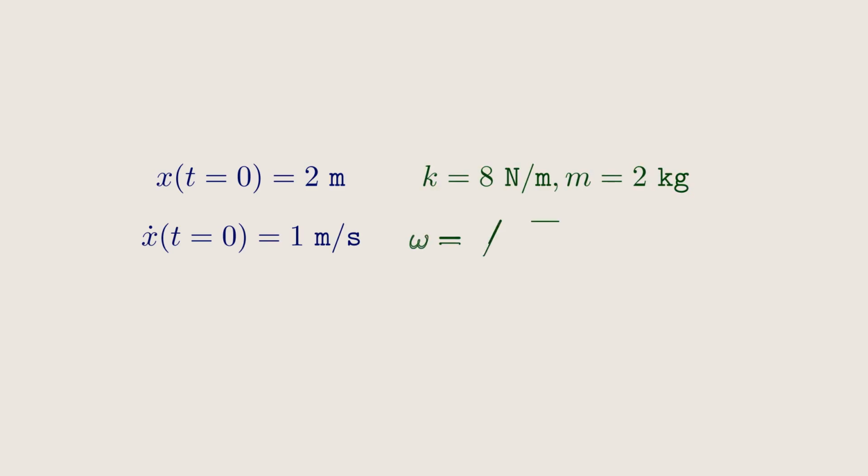The value of the spring constant k is 8 newtons per meter, and mass m is 2 kilograms. From them, we obtain the angular frequency omega as 2 radians per second. What are the values of c and phi?